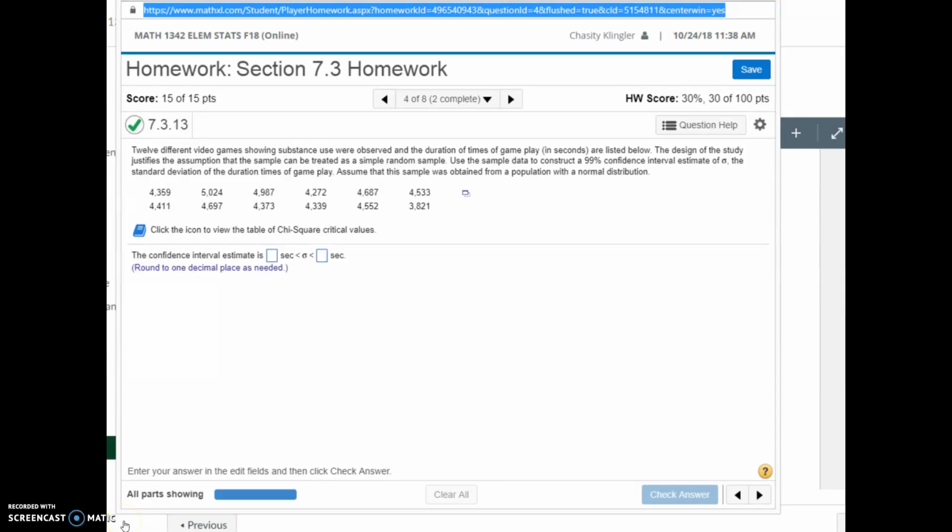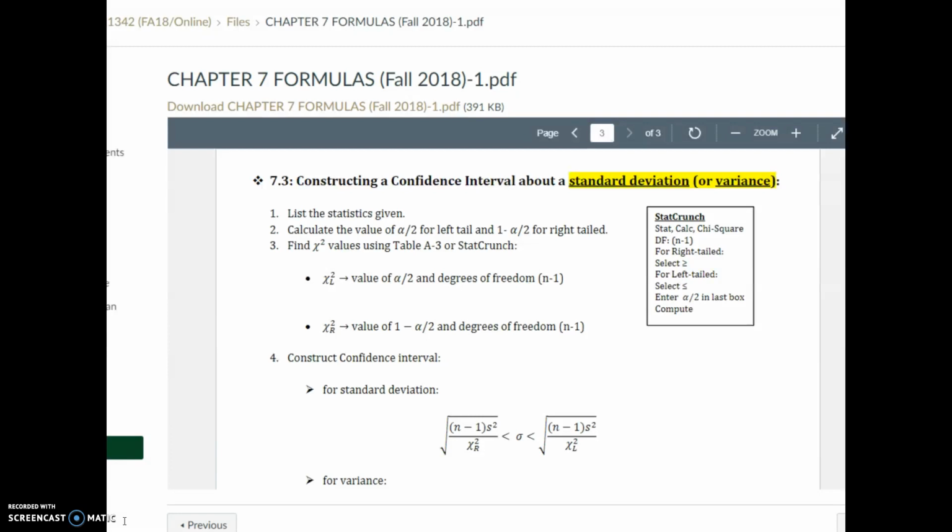Let's take a look at number 4 on 7.3. This is asking to find a confidence interval about the standard deviation. So we're going to have to use the chi-squared distribution here. Before I start, let's make sure you know which formulas we're looking at. This is from the Chapter 7 formulas, Section 7.3.